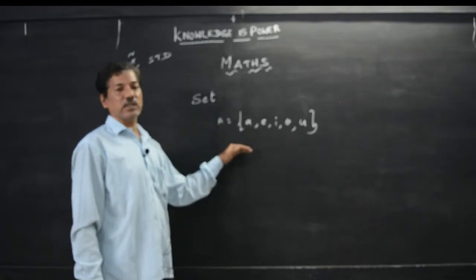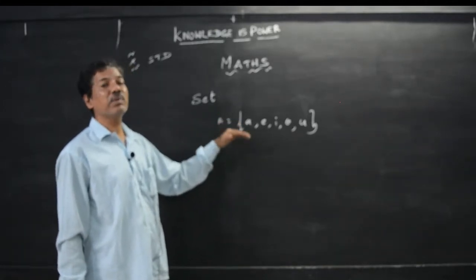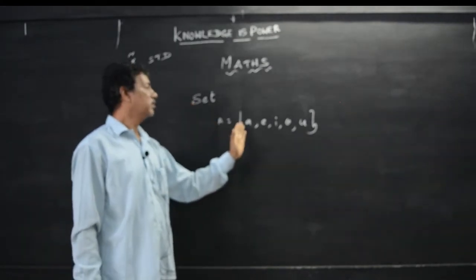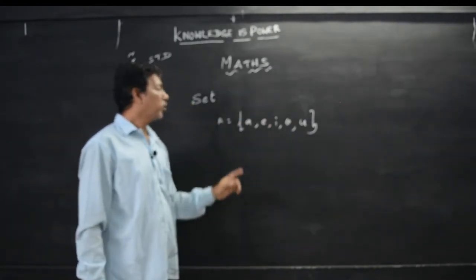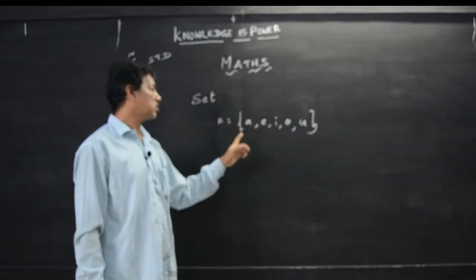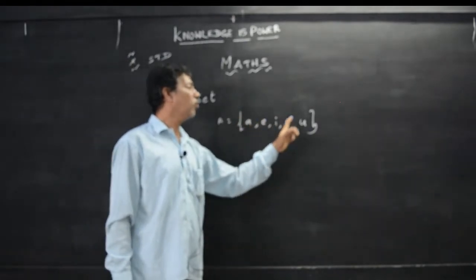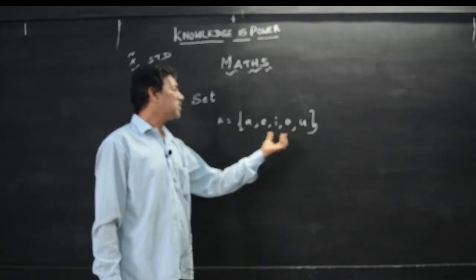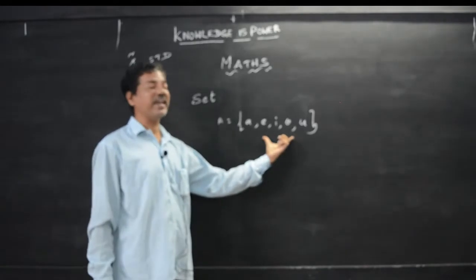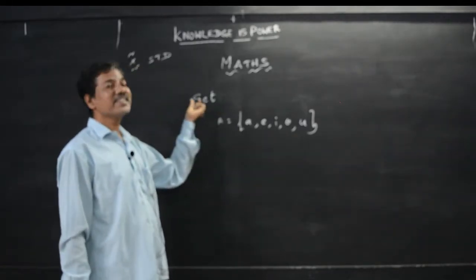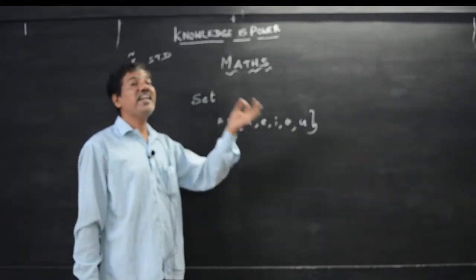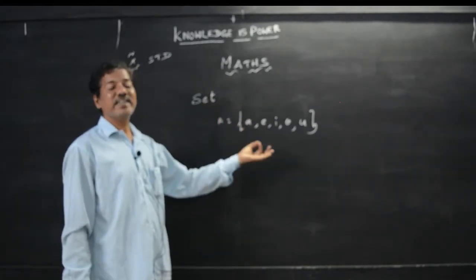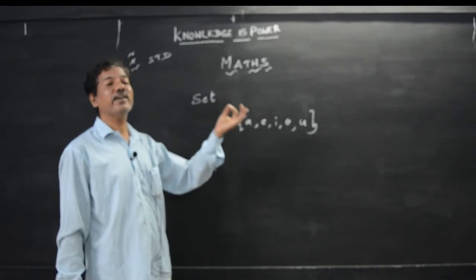Suppose the question is asked, what is the cardinal number of this set? This also we studied last year. It is 5. We have to count the number of elements: 1, 2, 3, 4, 5. All the 5 elements are given within set brackets, that's why we call it a set, a collection of well defined objects.